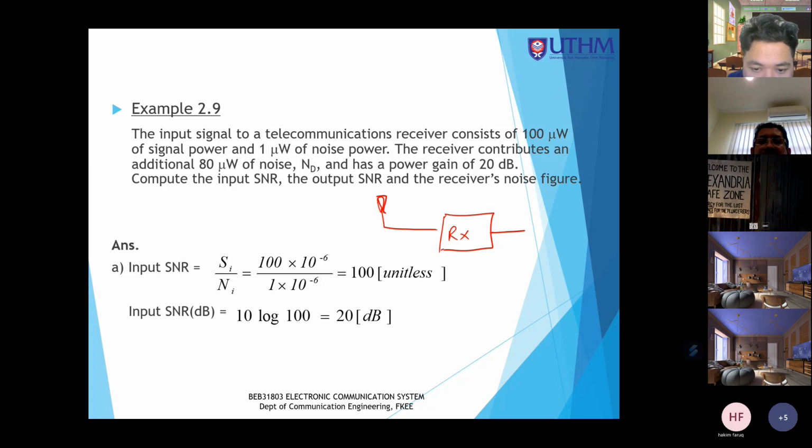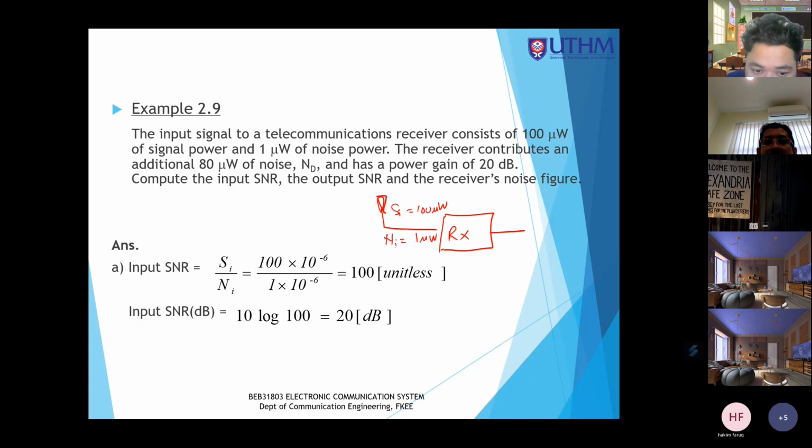Okay, so the receiver consists of 100 microwatt of received power and 1 microwatt of noise power. So maknanya dia punya SI, okay, input signal bersamaan dengan 100 microwatt. Kecil ya. And then dia punya input noise power NI sama dengan, so jangan confuse, tadi saya buat sebutan PN, sekarang saya buat sebutan N. So doesn't matter, jangan confuse. And input noise power di sini adalah 1 microwatt.